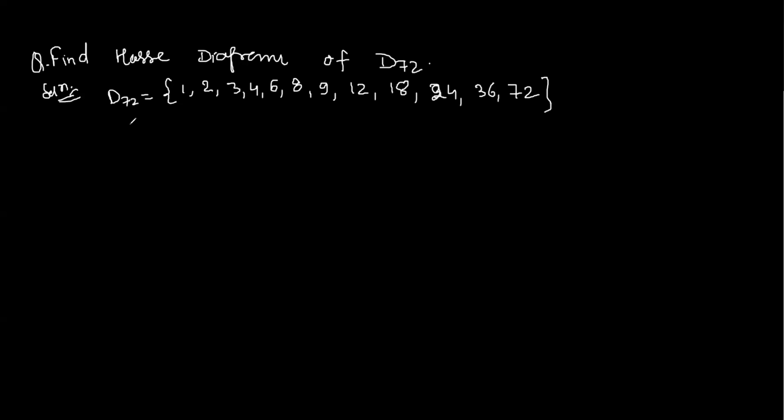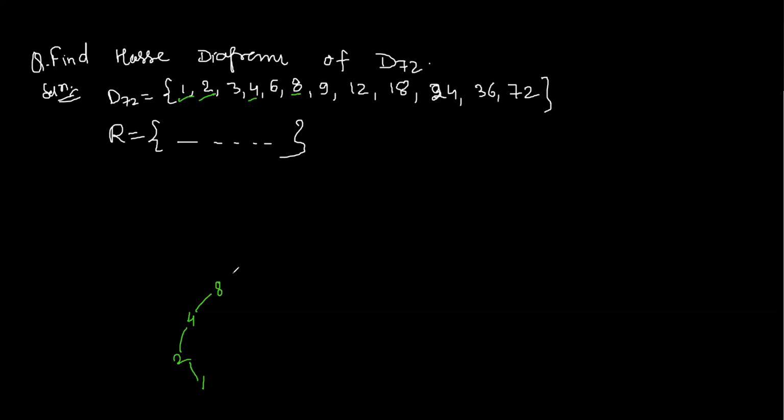If you find the relation, it will waste time. Don't write the relation. You can do it directly. How? 1 divides 2, right? 2 divides 4. 4 divides 8. Okay. One more element is there, 16. No, 16 is not a divisor of 72.